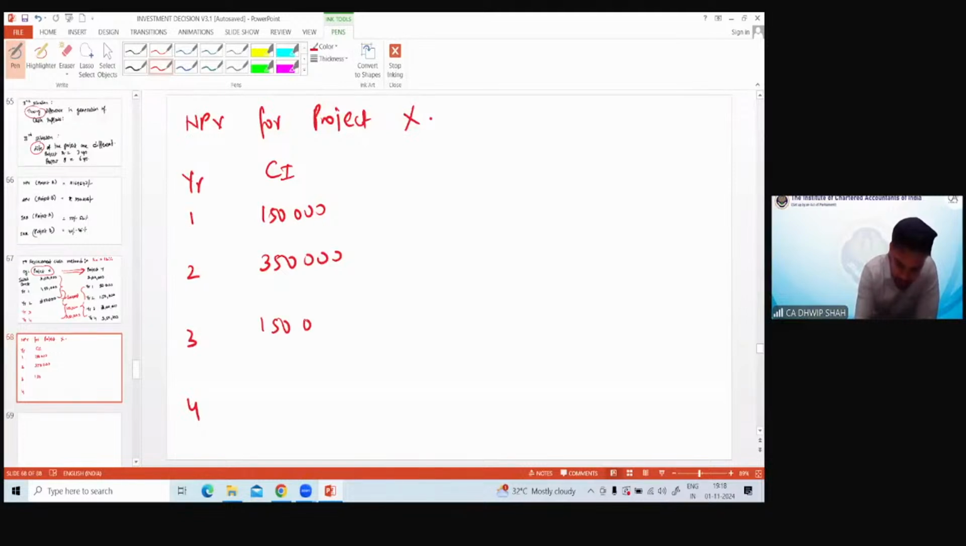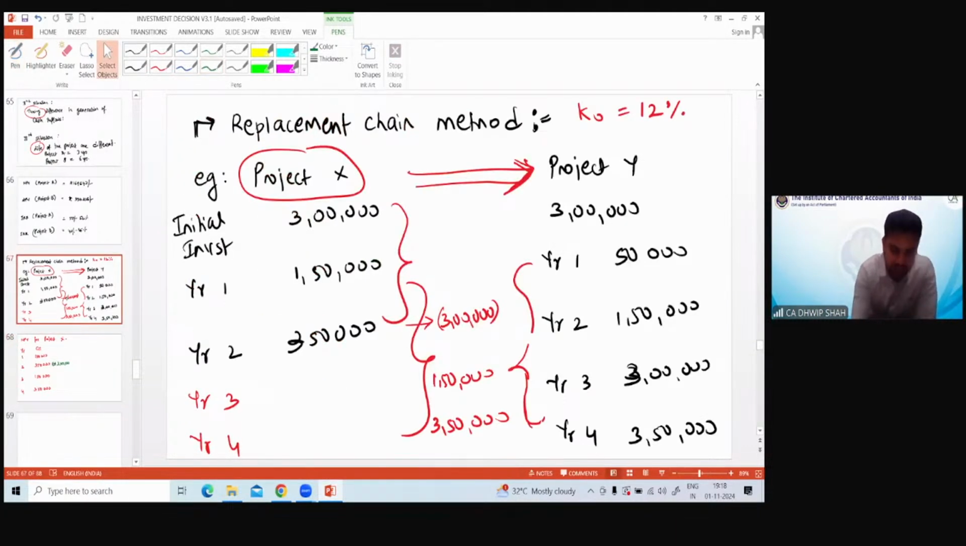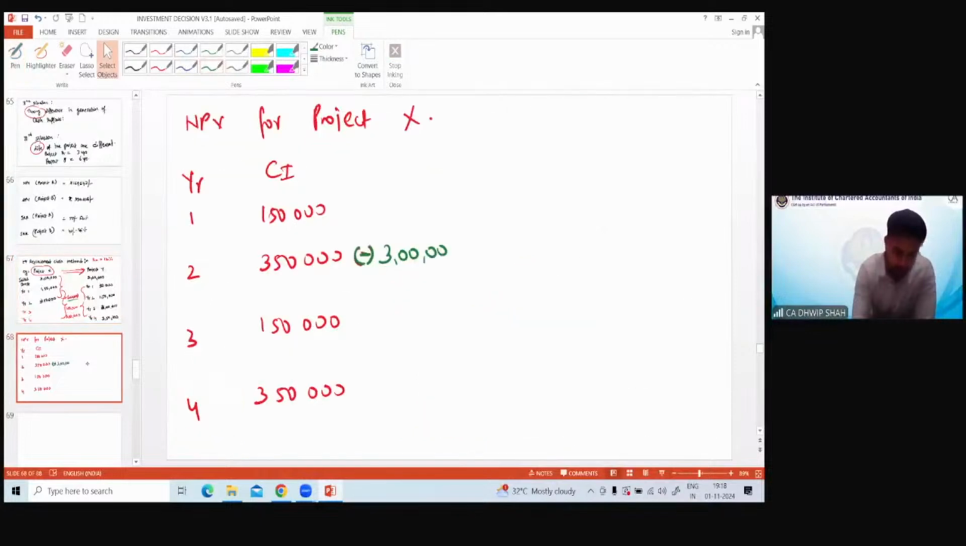So 150 in year 1 and year 3, and 350 in year 4. But my year 2 cash inflow will be something like this. I have to subtract the outflow because I would invest 3 lakh again at the end of year 2. Yes or no? It would be 350 minus 3 lakh. Why? Since I am taking project X again entirely, I have to spend 3 lakh at the end of year 2. Yes or no? So that would be an outflow at the end of the second year. So I am subtracting that from the inflow.